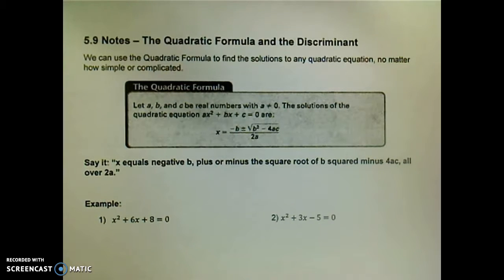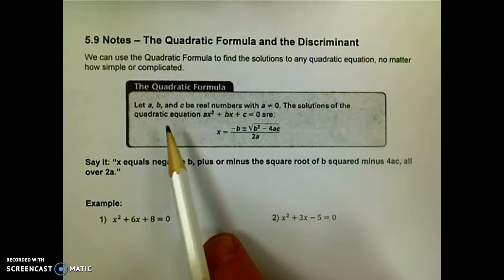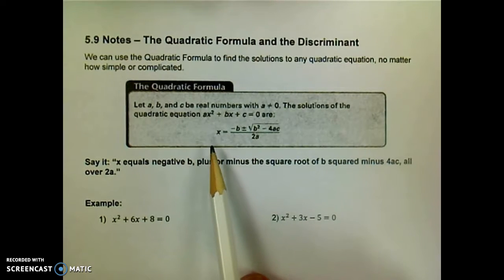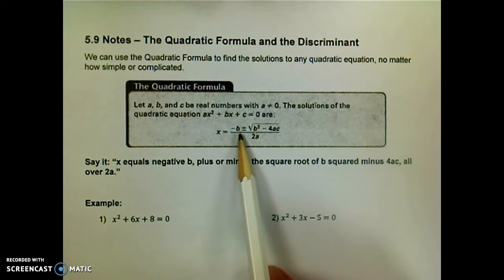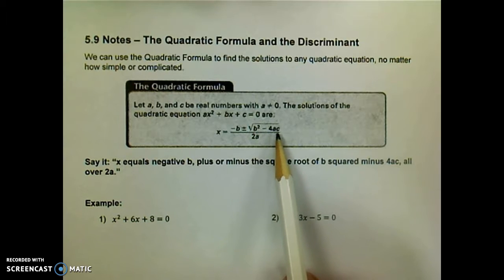Quadratic formula is kind of like duct tape for quadratic equations. It'll solve anything. No matter how simple or how complicated the quadratic equation is, the quadratic formula will solve it. And so the quadratic formula, as long as we have a quadratic equation set equal to 0, will produce the two solutions. X equals the opposite of b plus or minus the square root of b squared minus 4 times a times c all over 2a.